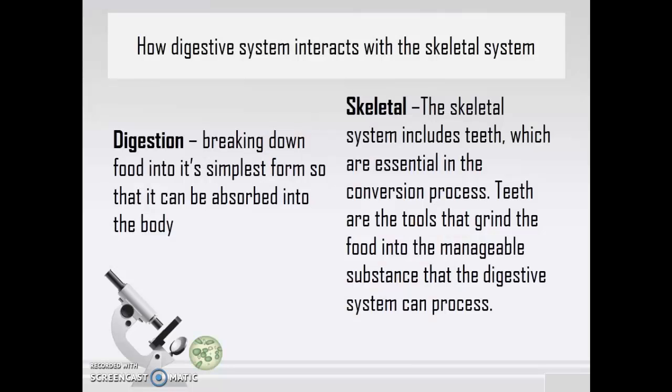Now, how does our digestive system interact with the skeletal system? During digestion, the food is broken down into its simplest form so that it can be absorbed by the body. The skeletal system includes teeth, which are essential in this conversion process. We have 4 types of teeth: incisors, canines, premolars, and molars. Incisors cut the food, as I told you earlier, canines tear the food, and molars and premolars grind the food. If teeth are not there, how will food turn into simpler form, right?